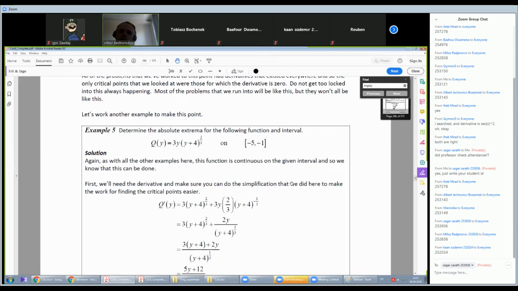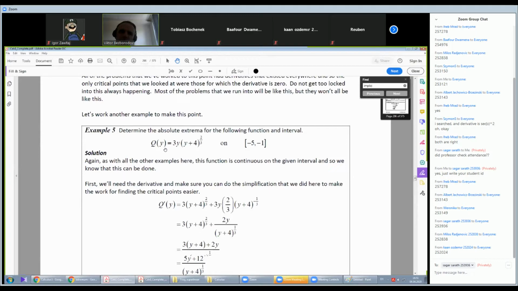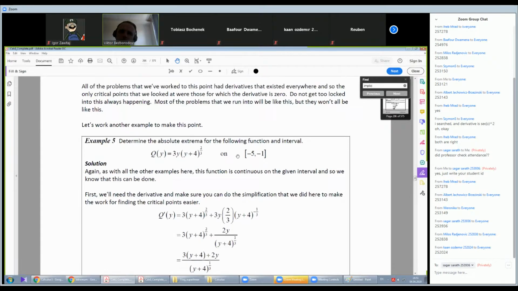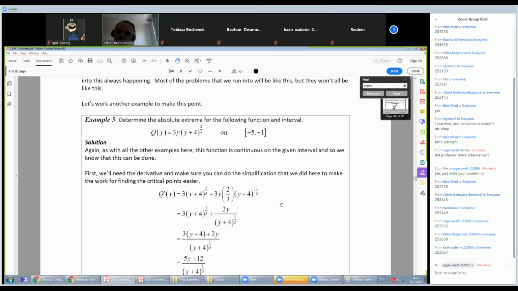Right, so let us recap once again. You have a function and an interval. You are asked to find the extrema, the maxima and the minima, or the absolute maximum and the absolute minimum. So you start by taking the derivative.